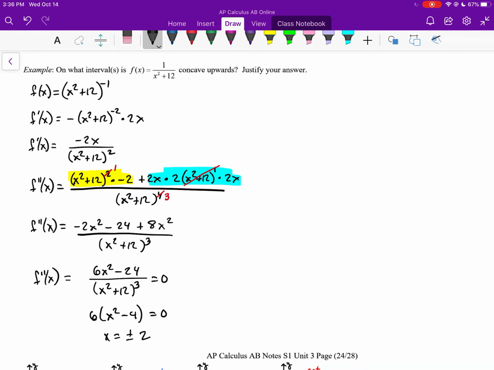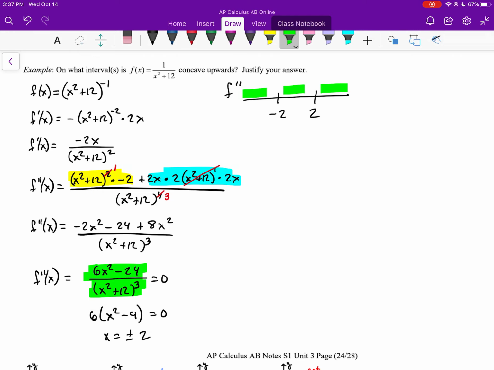And so if I try to analyze this, I have two numbers that are important, negative 2 and 2. I'm analyzing my second derivative, f double prime, and I'm going to be looking at this expression over here for f double prime. What is going on in each of these intervals? Is it positive or is it negative? If I look at this, my denominator will always be positive. It's going to be at least 12 cubed always. And so I really only need to worry about my numerator.